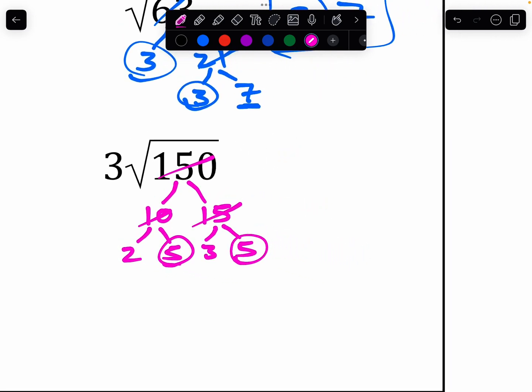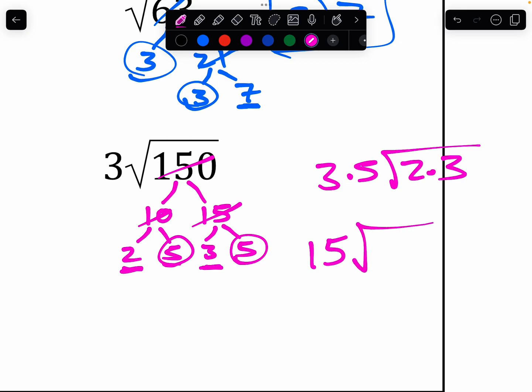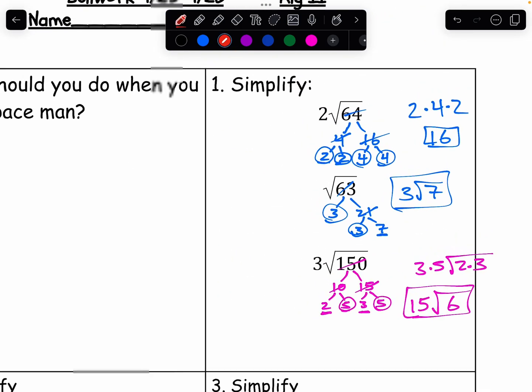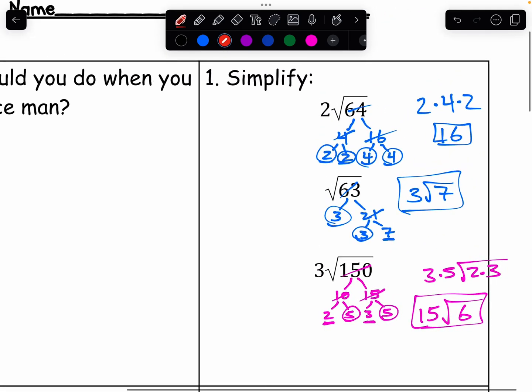So when I start writing this out, again, the 3 that was already out there is there. 5 comes out. Now, this was confusing some people yesterday. So right here, when 2 and 3 are there, they don't pair up. So both of them have to go inside the radical. And so on the outside, I have 3 times 5 is 15. On the inside, I have 2 times 3 is 6. Final answer. Okay, that's just the numbers there.